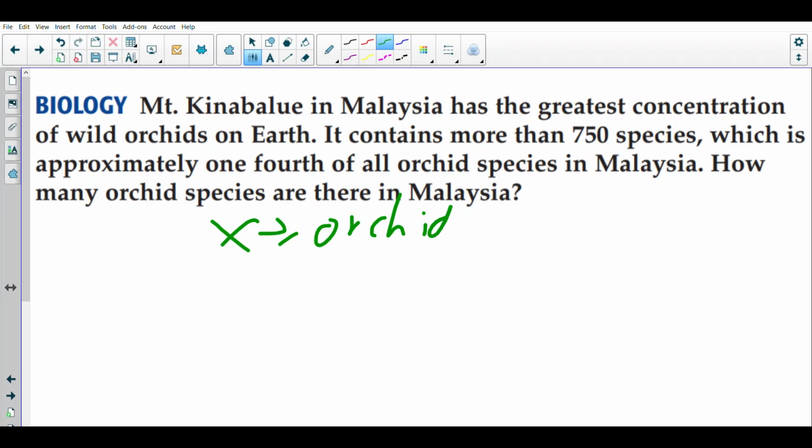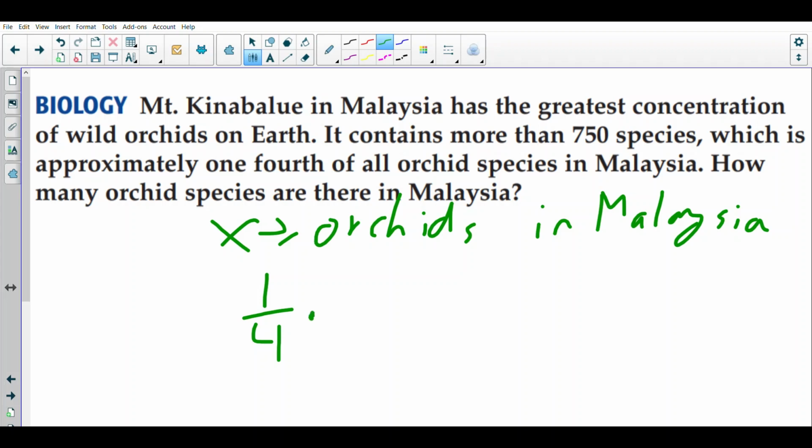Orchids in Malaysia. Now we're saying orchid species, but I'm just kind of shorthanding it here. So it's more than 750. Okay. So now we say it's 1/4 of. That word of means multiplication. So 1/4 of all the orchid species in Malaysia, I'm just reading the sentence, is more than 750.